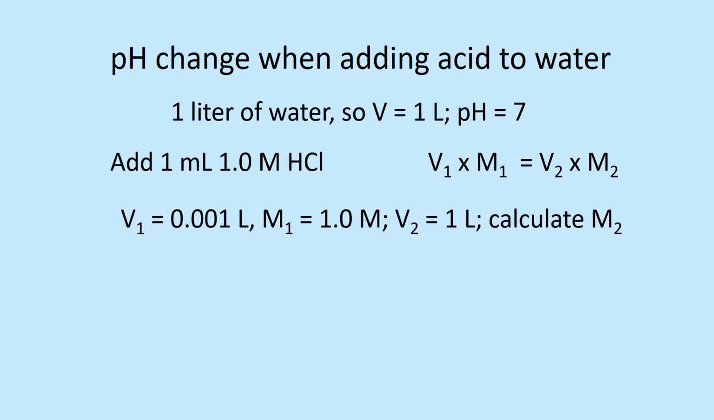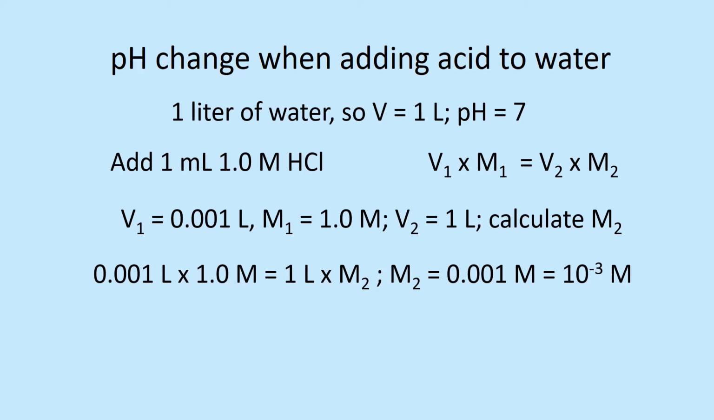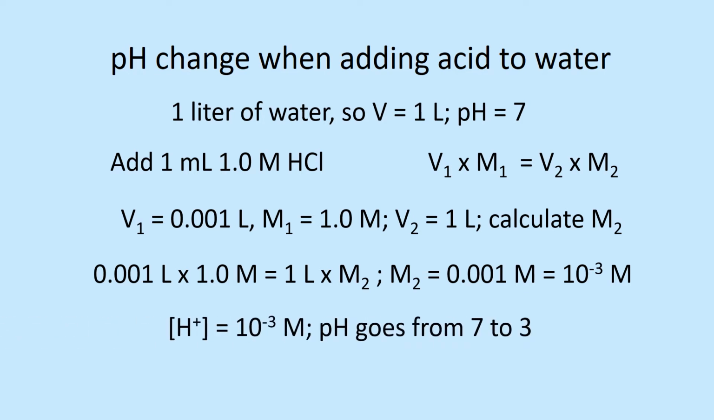Okay, so we're diluting 1 milliliter, so the initial volume of the acid is 0.001 liter. The molarity is 1 molar. We're diluting it to a new volume of 1 liter. And so how does the concentration of HCl change? What's M2? Using the equation and the substitutions, you find that the new concentration of HCl is 10 to the minus 3 molar. That is, we're diluting the HCl from a milliliter to a liter by a factor of 1,000. So sure enough, the concentration goes down by a factor of 1,000. So the new concentration of HCl is 10 to the minus 3 molar.